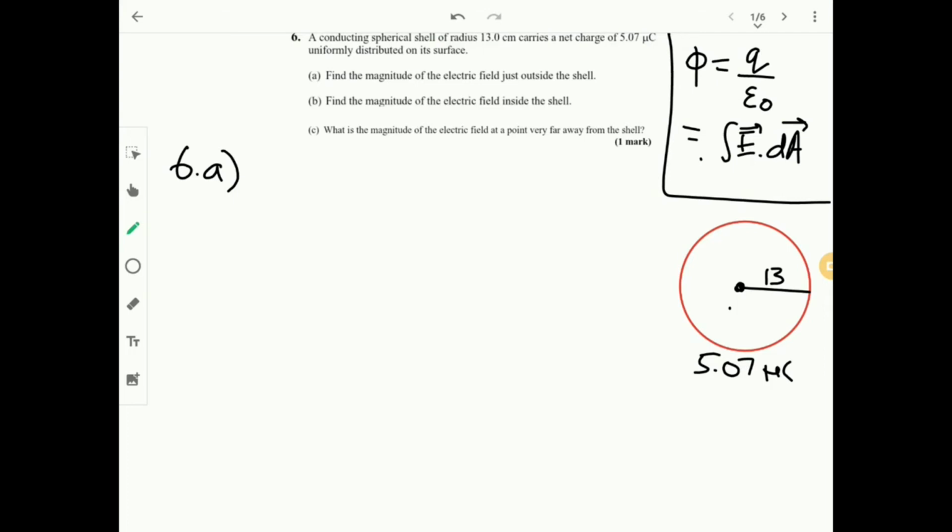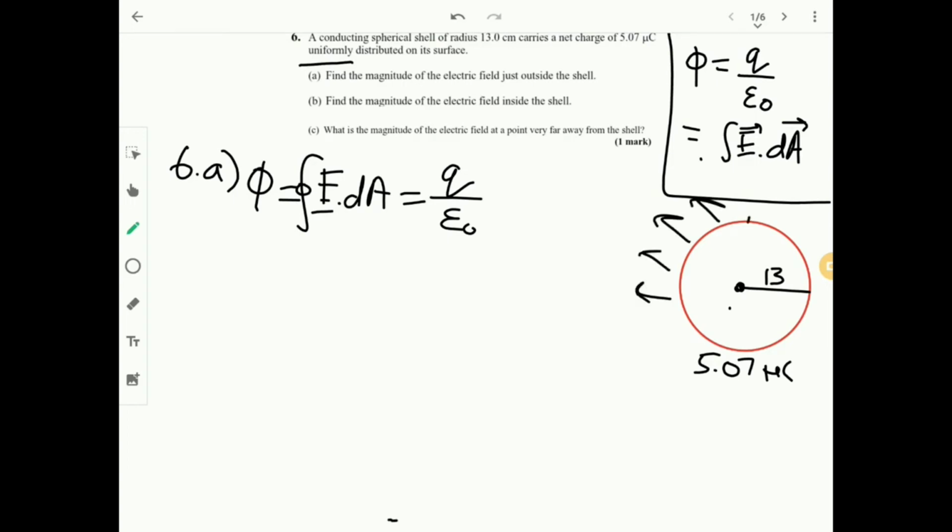Let's check together. First, they want it just outside the shell. As you all know, any conducting substance will have all the net charge on its surface. So when they're asking just outside the shell, we have a charge, so we have an electric field. Now, since we know that flux equals the integral of E dot dA, which equals Q over epsilon 0, and the net charge is uniformly distributed, the field will be constant because everywhere is the same. It's very uniformly distributed, like this, like this, like this, right? So we can take the integration out.